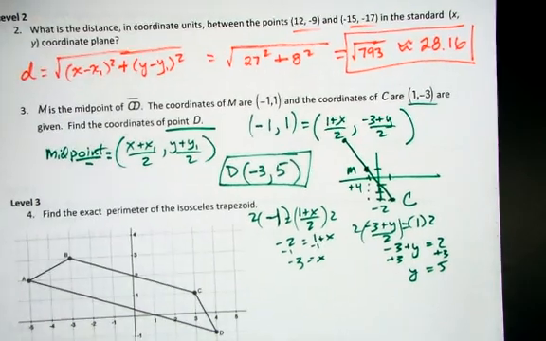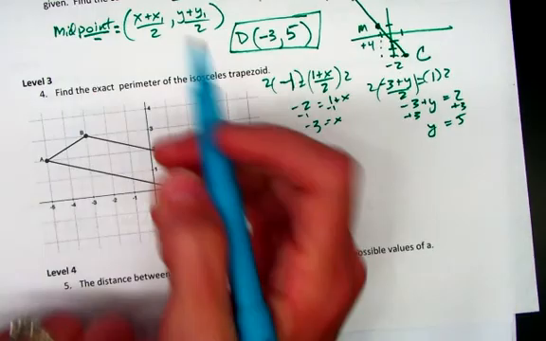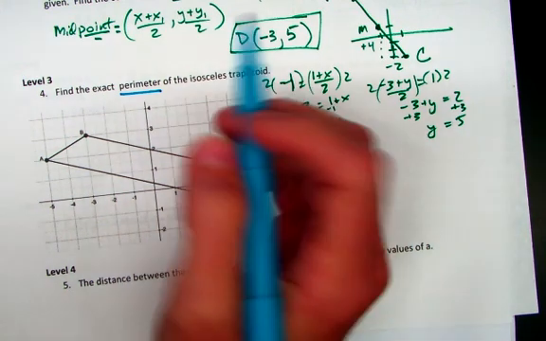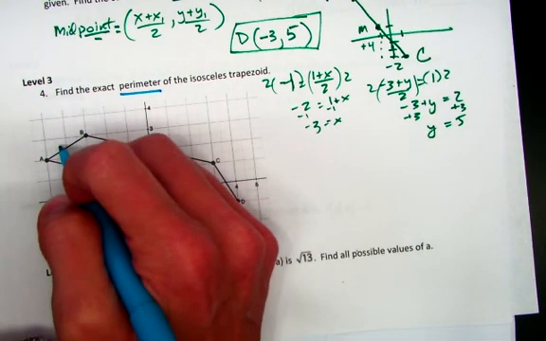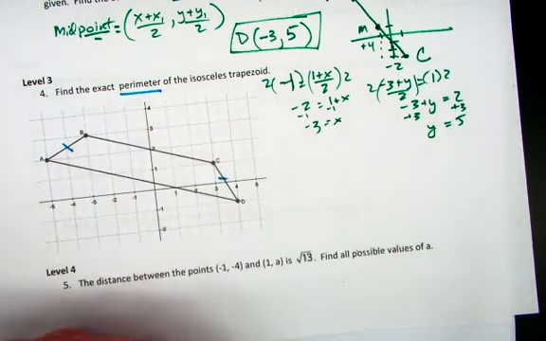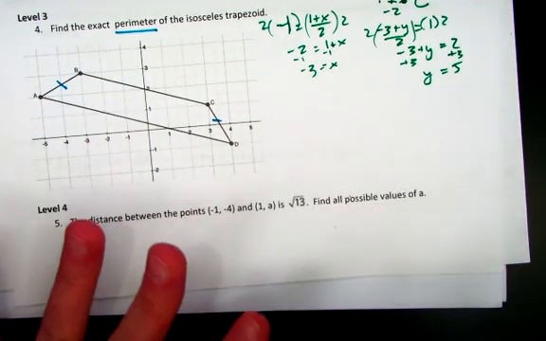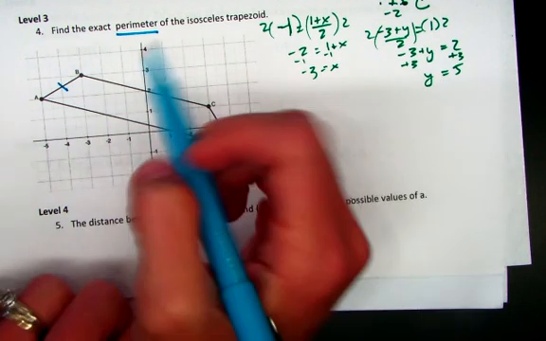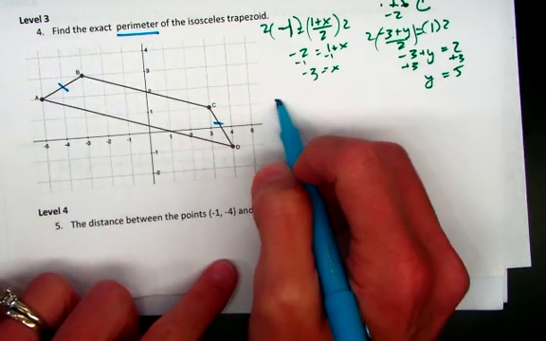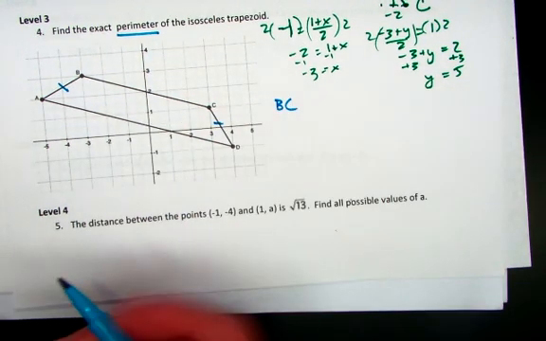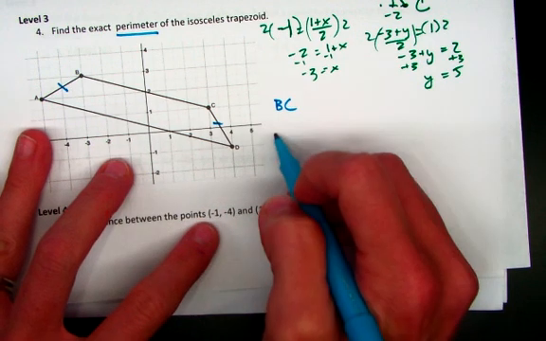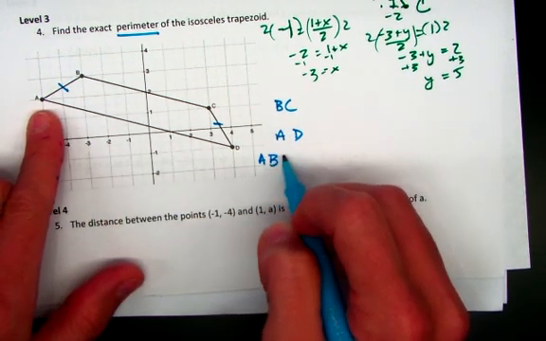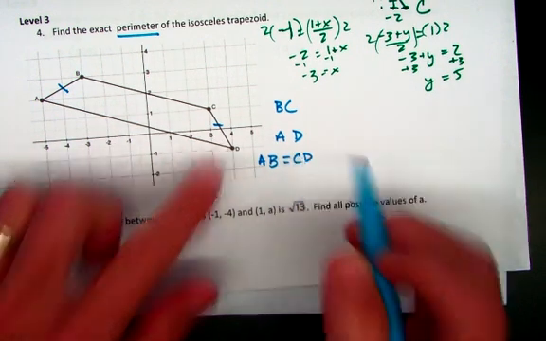For number 4 on here, we want to find the perimeter of the isosceles trapezoid. If it's an isosceles trapezoid, that's great, because that means these two lengths are going to be the same. So I'm going to need to use the distance formula at least 3 times, because I need to use it to find the distance for BC, I need to use it to find the distance for AD, and then I need to use it to find AB, which is equal to CD.